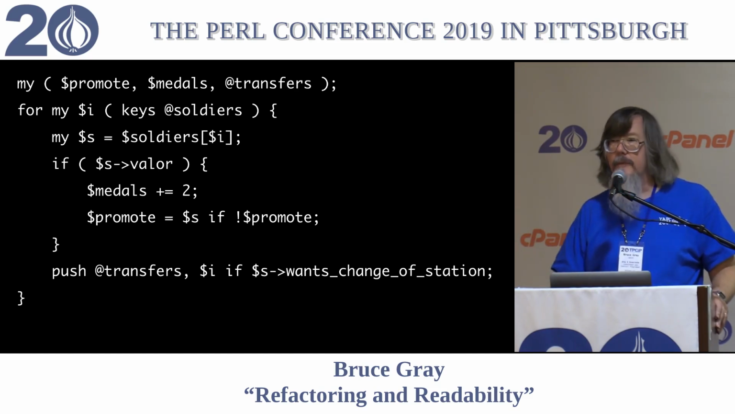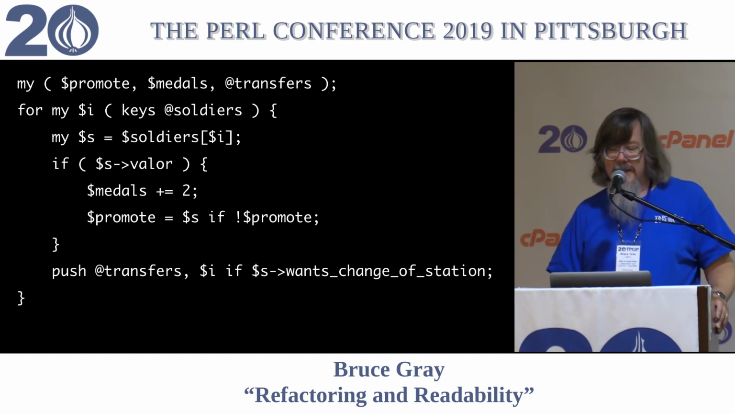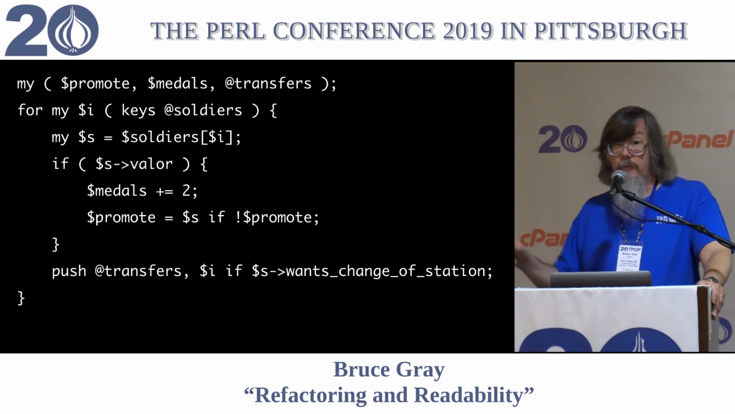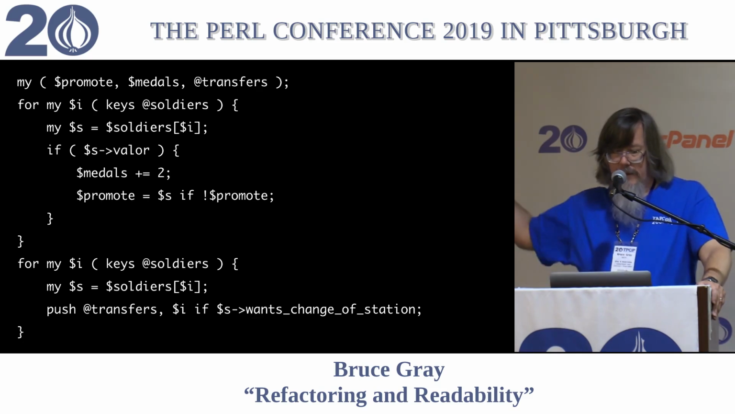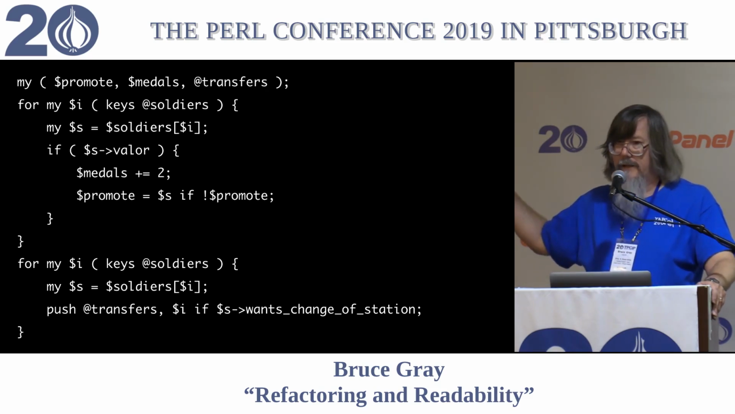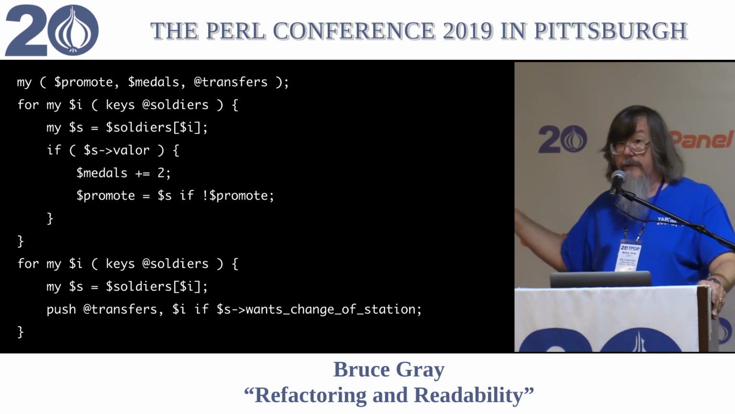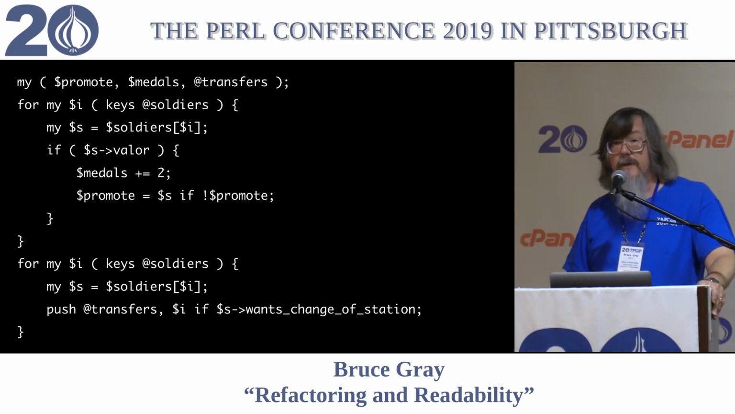Efficiency, that sounds like performance. We're going to ignore that. Let's split the loop and see if that leads us anywhere. And yes, split loop is in the refactoring book. So I've duplicated the for block and the line defining $S. We handle medals and promote in the first loop and transfers in the second.